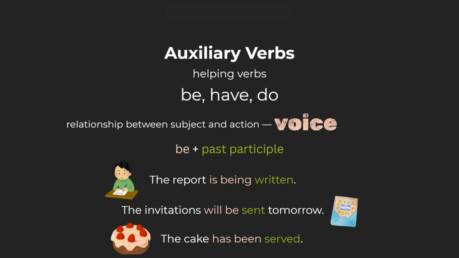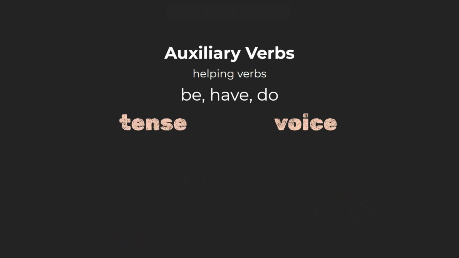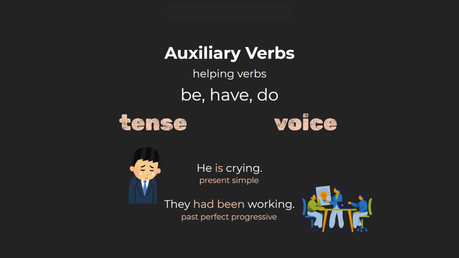Auxiliary verbs can also be used in the active voice, but that simply brings us back to tense. For example, he is crying tells us a sentence is in the present progressive, they had been working is in the past perfect progressive, etc. But when we're specifically talking about voice, it's the passive voice that depends on auxiliary verbs to function.